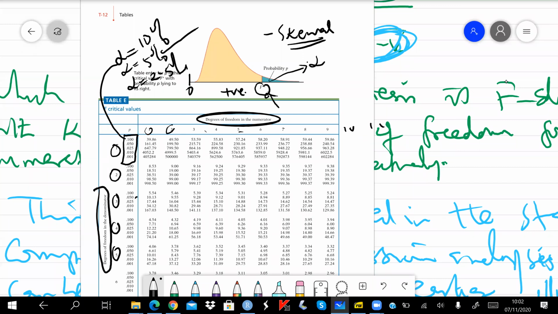This is alpha is 5% and 3 degrees of freedom. Also here, 3 degrees of freedom, 5%. So this will be your critical value. So this is what you write here, your critical value, and so on and so forth. So basically, that's how you use the F distribution tables. Any question there?